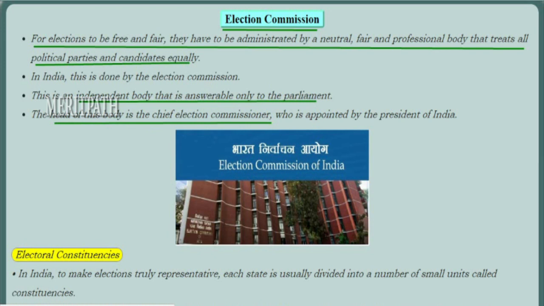Next is Election Commission. For the elections to be free and fair, they have to be administered by a neutral, fair and professional body which treats all the political parties and the candidates equally. In India, this is done by the Election Commission. Election Commission is an independent body which is answerable only to the Parliament. Head of this body is known as Chief Election Commissioner. He is appointed by the President of India. In this image we see the Election Commission of India, also known as Bharat Nirvachan Ayog.